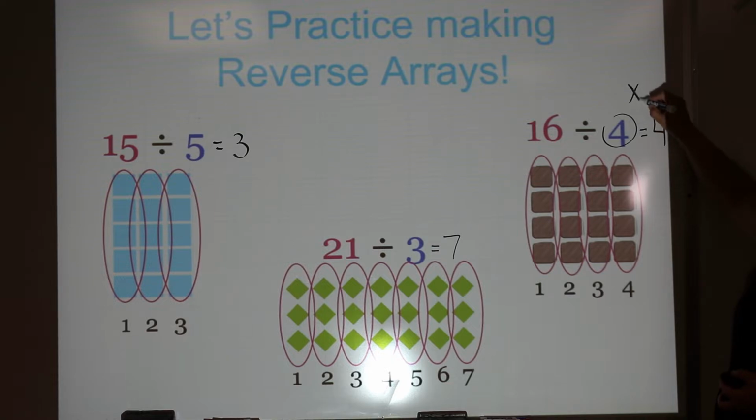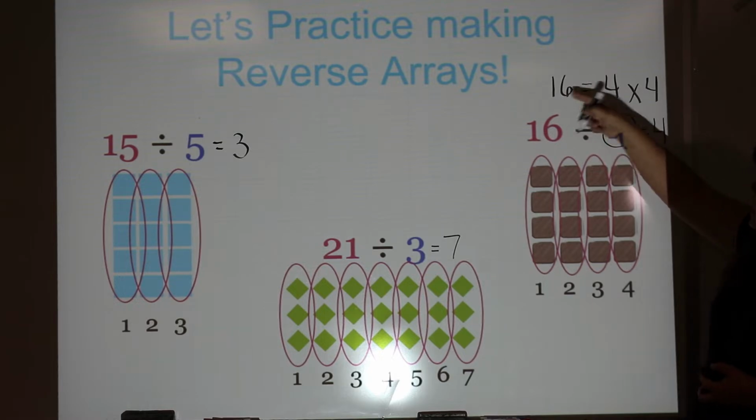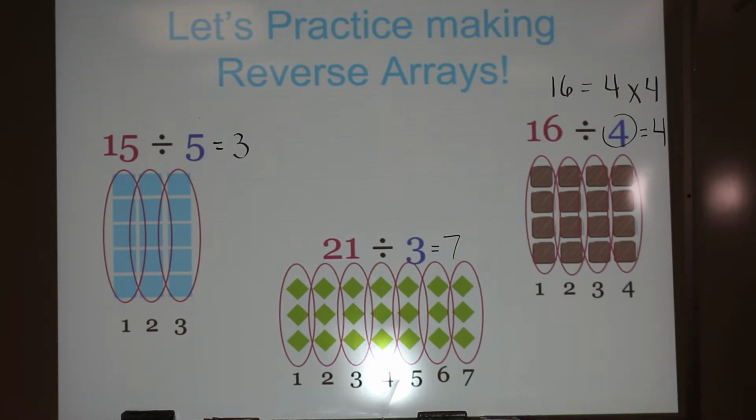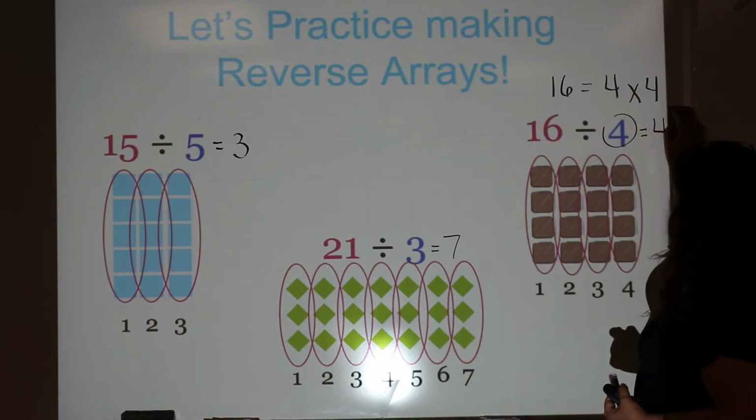And you might remember that 4 times 4 equals 16. I can write it backwards like that. It doesn't change it at all. Okay, I'm going to erase this. We can go on to our next slide.